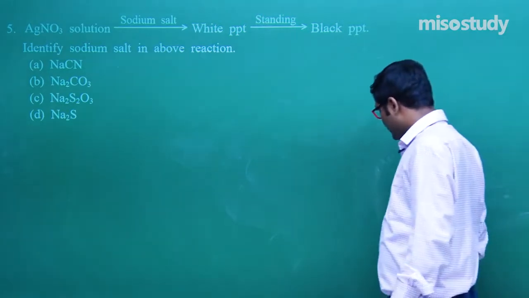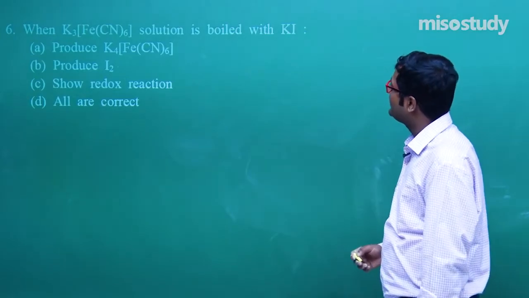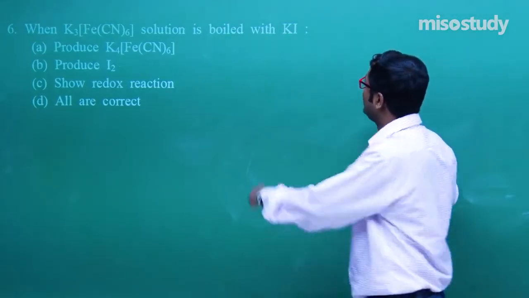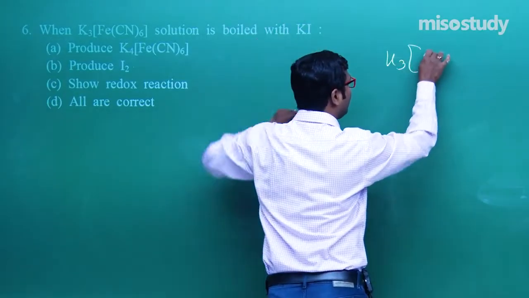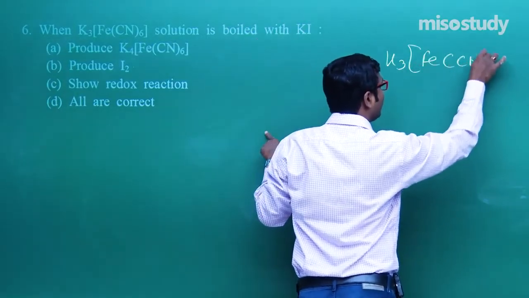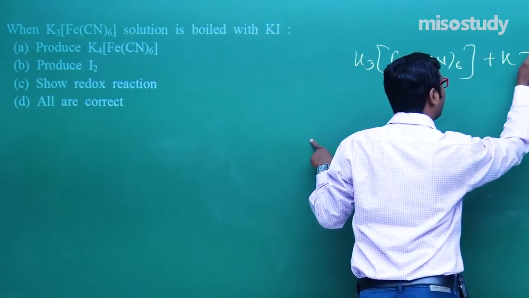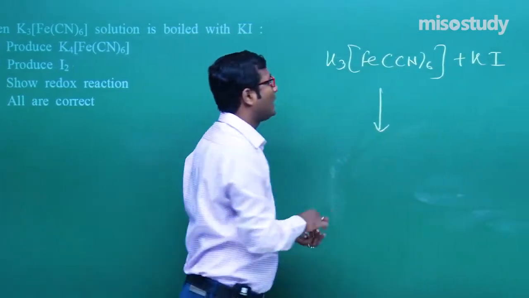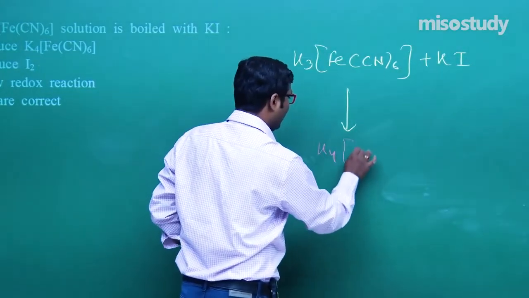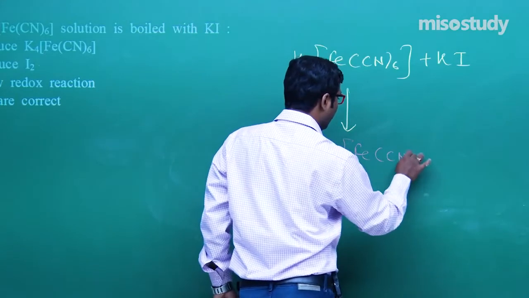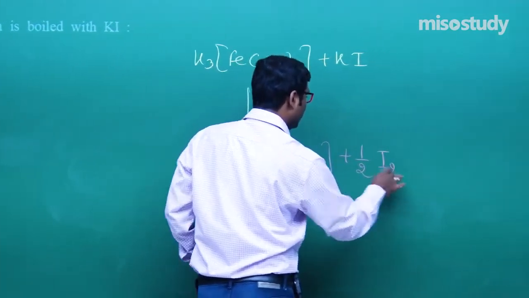Now let's move to the next question. When K3[Fe(CN)6] solution is boiled with KI, look at what will happen. Then it will form K4[Fe(CN)6] plus half I2. Clear to you?